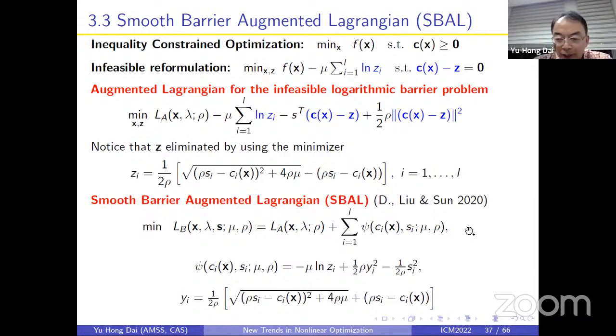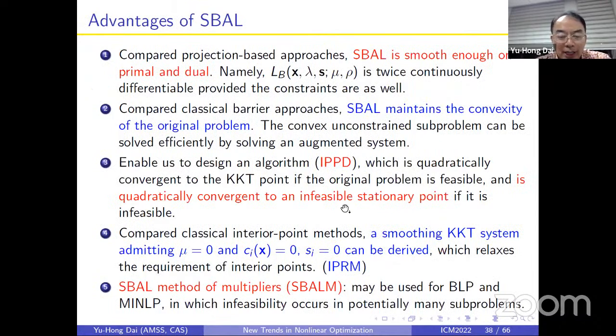This SBAL function has many good advantages, which I try to summarize here. This function is smooth enough on both primal and dual, which can be shown by direct calculation. And this function also maintains the convexity of the original problem. Based on this SBAL, we can design a very efficient RPPD, and we can analyze the properties of the infeasible stationary point if it is infeasible. We can also design a very efficient RPRM method, which admits a smooth KKT system with mu equal to zero, so c equal to zero, c_i equal to zero and s_i equal to zero.